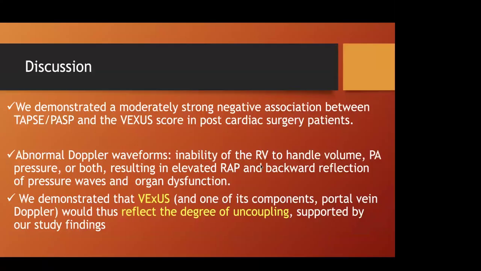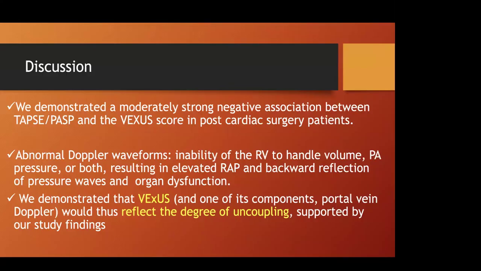Why is it important? Because the RV cannot handle the volume. So the PA pressures, if they are high, the RV cannot handle volume. So the back pressure is increased, as a result of which organ dysfunction occurs and the Doppler waveforms become abnormal. So VExUS and its components can be used to assess the degree of uncoupling.